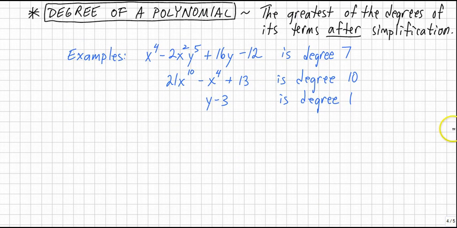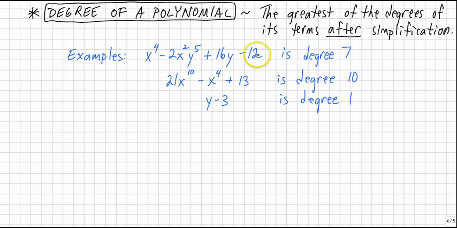All right, last little bit of vocab. The entire polynomial has its own degree. It's the greatest of the degrees of its terms after you simplify. So for example, x to the fourth minus 2x squared y to the fifth plus 16y minus 12.